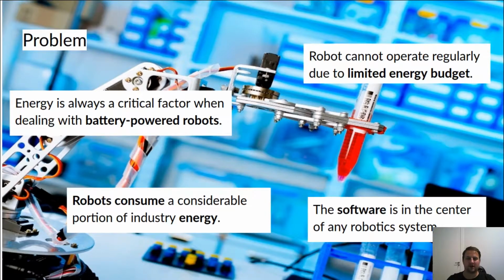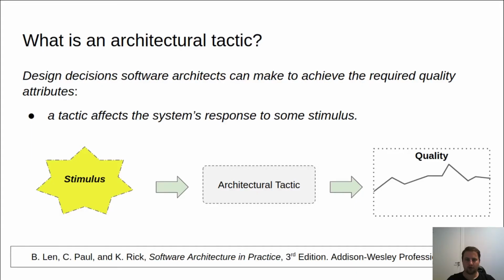The software is heavily present in those systems and getting more complex every day, so rethinking its development is a good starting point to reason about how to reduce energy consumption. Before I go further, this study lays on the concept of architectural tactics, which basically are design choices made by software architects that help achieving some quality requirement when the software is exposed to some stimulus.